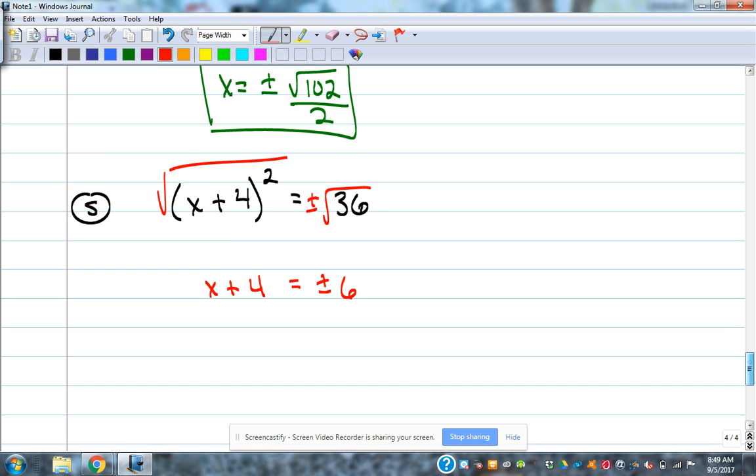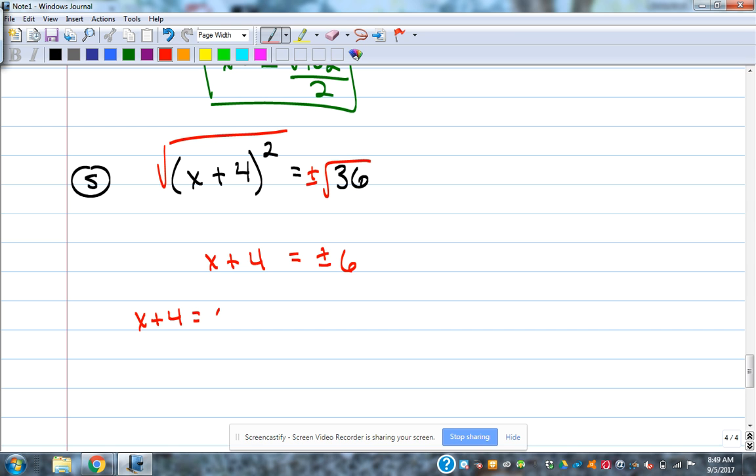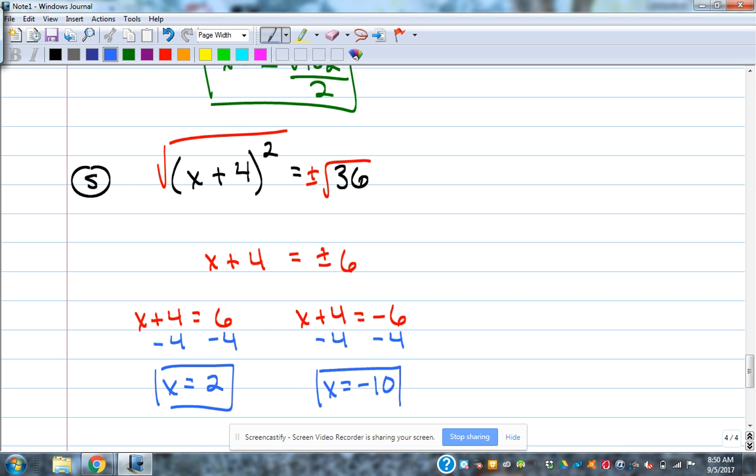So I've got two equations. I've got x plus 4 equal to positive 6, and I've got x plus 4 equal to negative 6. That's going to give me two answers because that's what I should get with an x squared problem or a problem that's got squares in it. So I'm going to subtract 4. X is 2. Subtract 4. Negative 10. Okay. So the parentheses being squared, you can get that by itself, then you can take square roots. That's the key. A couple more examples here, and we'll be done for today.